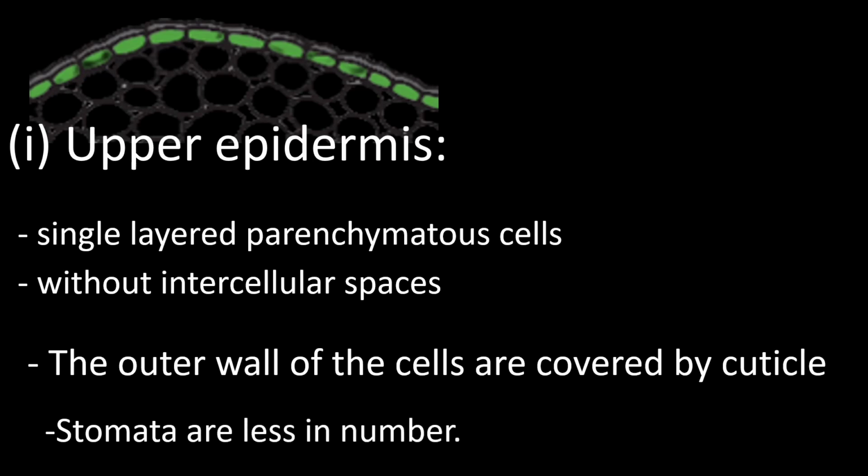Let us recall again. Upper epidermis is made up of a single layer of parenchymatous cells. The cells are arranged without intercellular spaces. These cells are covered by cuticle on the outer surface. Stomata are less in number.